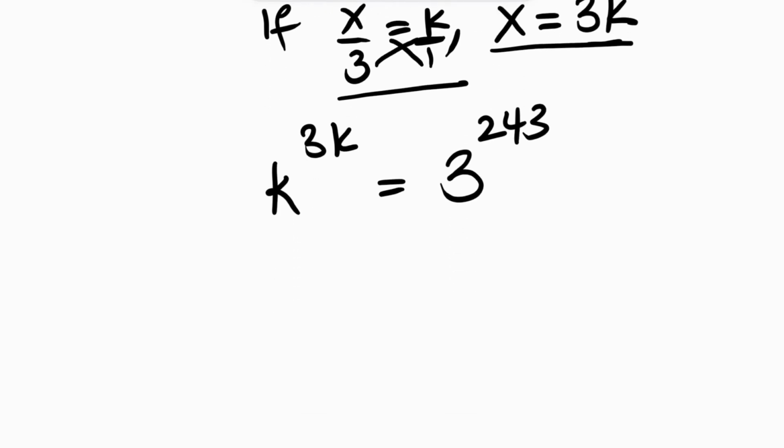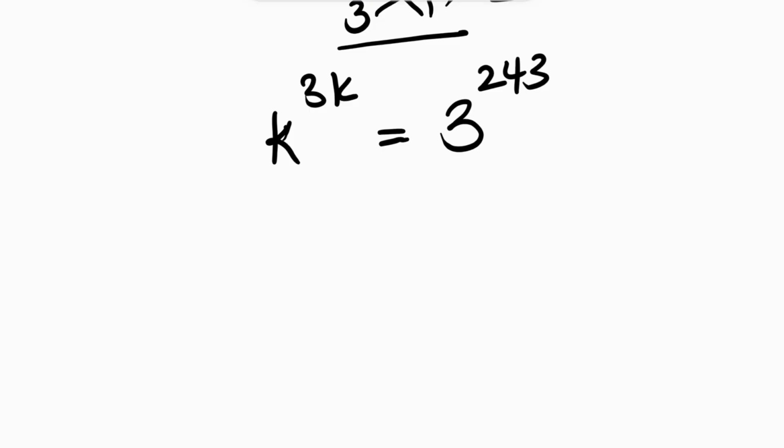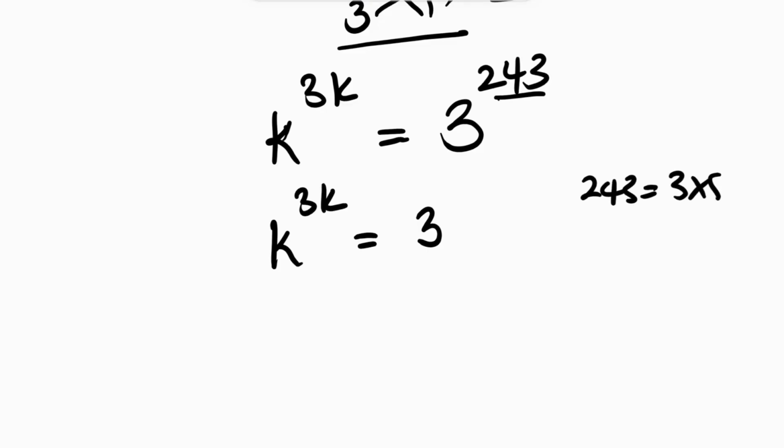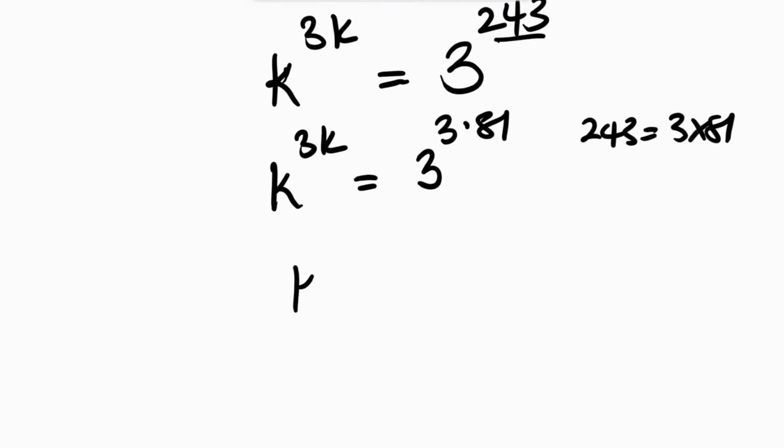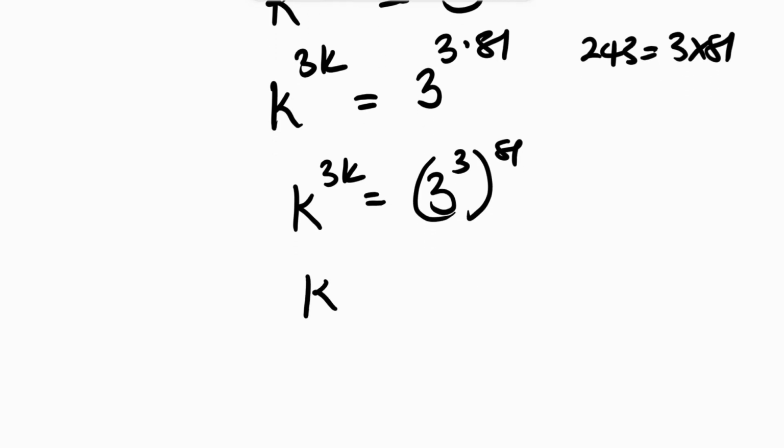Remember, what we're trying to manipulate here is to make sure that the left hand side looks like the right hand side in terms of the bases and the powers. So now let us rewrite the right hand side to look like the left hand side. We have k raised to the power 3k equals 3 raised to the power 243, which is the same thing as 3 times 81. This is the same thing as 3 raised to the power 3 times 81. So k raised to the power 3k is equal to 3 raised to the power 3, which is the same thing as 27 raised to the power 81.